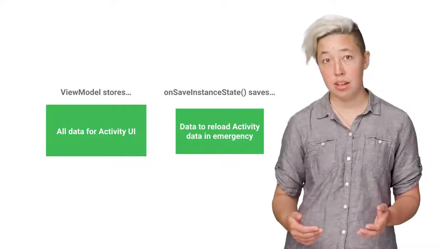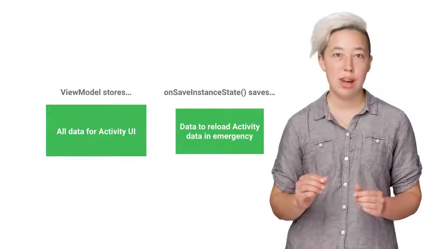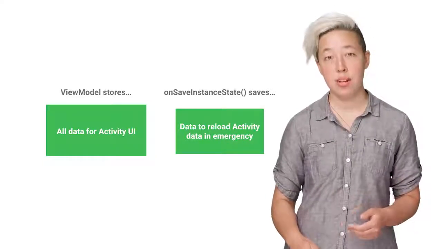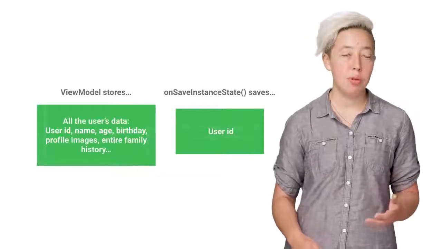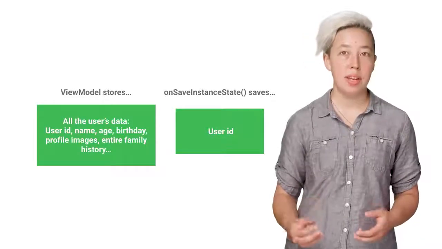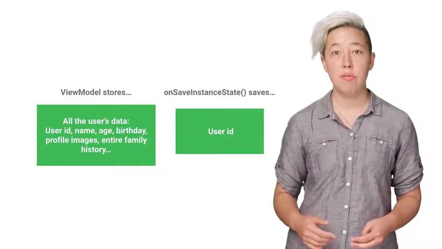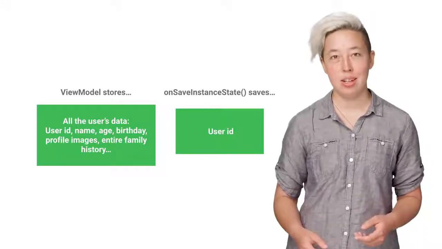onSaveInstanceState, on the other hand, is meant to store the smallest amount of data that you need to actually restore a UI state if your process is shut down by the framework. So for example, you might use onSaveInstanceState to store the database ID for an object instead of storing the full object. Documentation is linked.